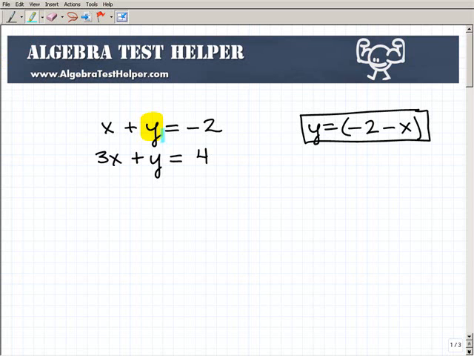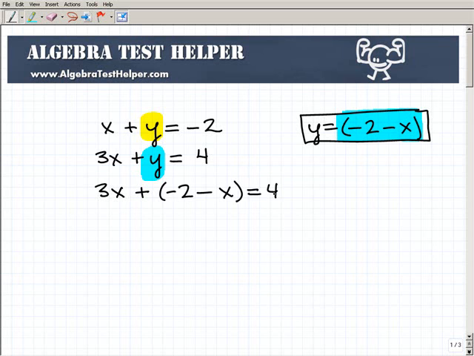Okay, so we solved for y in the first equation. Now in the other equation, you're going to replace that y, because that's the variable you solved for in the first, and you're going to replace it with all of this right here. You're going to replace it, or substitute, so this is where the name substitution method comes in. So let's go ahead and do that now. That's going to be 3x plus, now this is going to be (-2 minus x) equals 4.